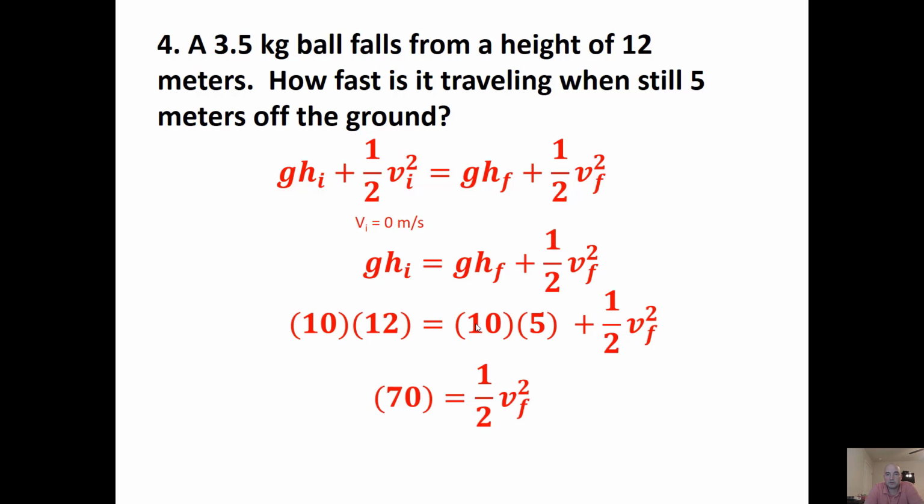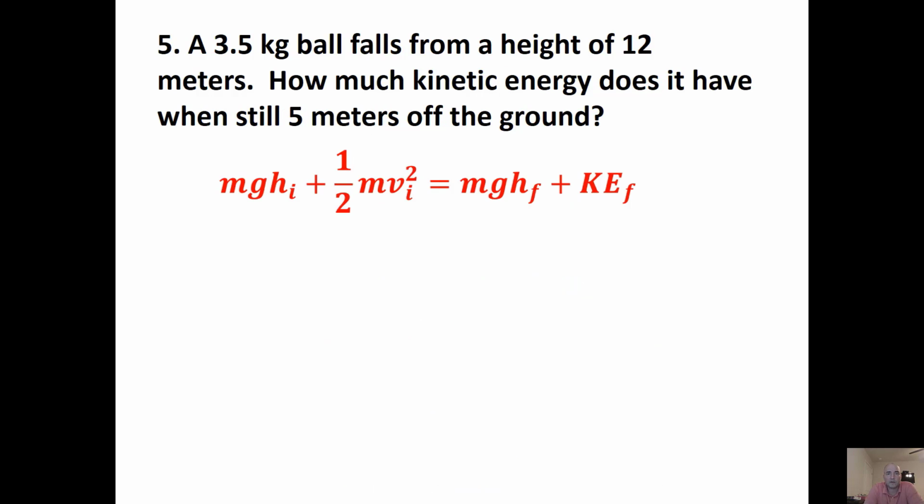When you plug in numbers, you have to subtract this 10 times 5 from this side over here. You have to subtract it from both sides before you can deal with the 1/2. So if you're having any trouble with the algebra, after you get this part, you multiply both sides by 2, and then you can take the square root to get rid of the VF squared. So you'll end up getting this answer right here, 11.83 meters per second.